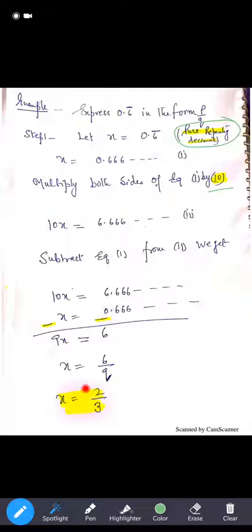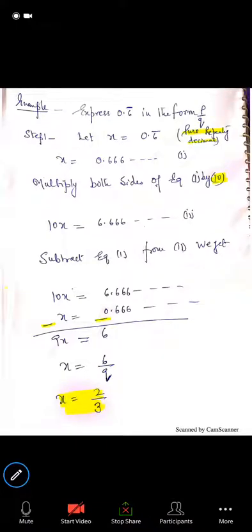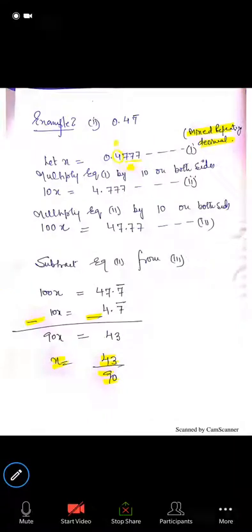Now is it clear? Now 2 upon 3, let's check whether our answer is correct or not. Divide it again, and on division you will get 0.6 bar, correct? Now take the next example.